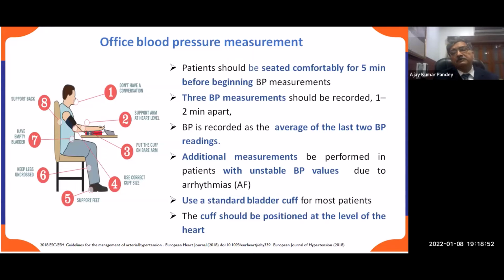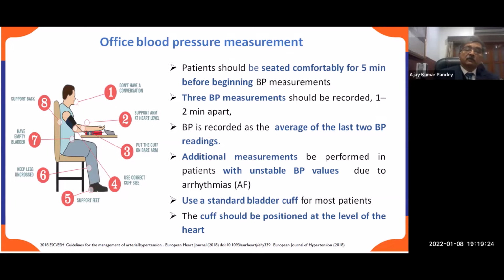Then 3 blood pressure measurements should be recorded at least 2 minutes apart, and the average of the last 2 readings is really important. The average of the last 2 will be the office blood pressure. Additional measurements should be performed with unstable BP values due to arrhythmias or atrial fibrillation, because in a patient with atrial fibrillation the pulse pressure keeps varying, and people with frequent arrhythmias also have varying pulse pressure. In those patients, we need 3 or 4 blood pressure measurements, and then take the average of the last 3 of them.